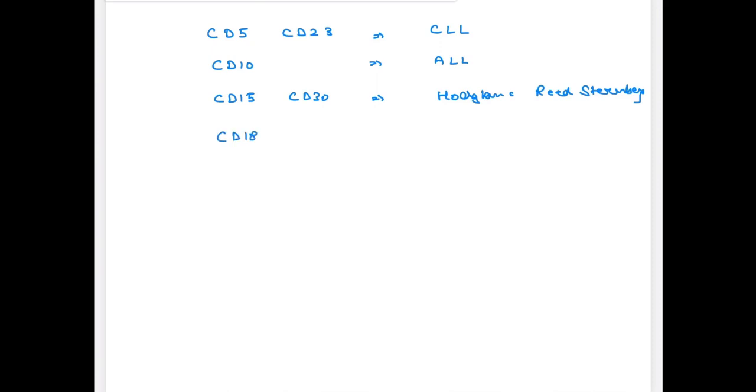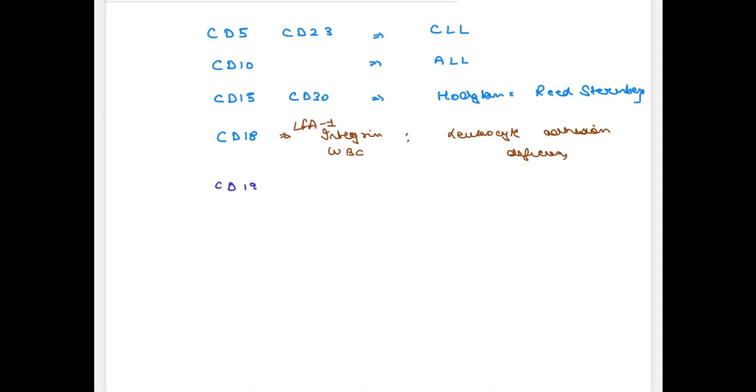Then we have CD18. This CD18 is a subunit of an integrin, which is basically present on WBCs, and their deficiency leads to leukocyte adhesion defect. Leukocyte adhesion deficiency is because of deficiency of this integrin, to be specific LFA1 integrins. Okay, so CD18 is the subunit of these integrins, and deficiency of the CD18 or LFA integrin leads to leukocyte adhesion deficiencies.